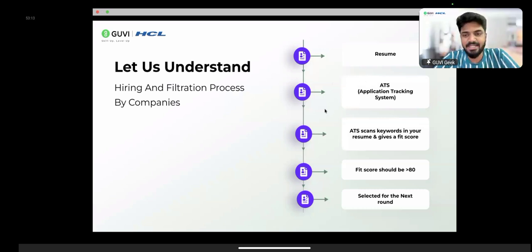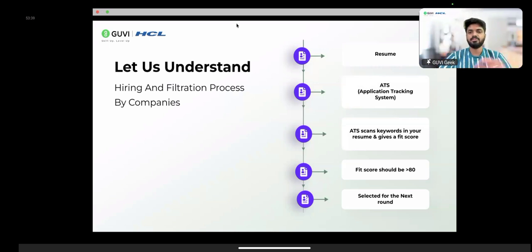Where I might have defined some kind of words for the ATS to scan in this particular portfolio, and it gives me a fit score. So I might have fixed that the minimum should be above 80. If it is above 80, I will be taking a call for him actually. So this is how it is working. This is a normal process actually. Not like that, Uday Kumar. They are also eligible actually.